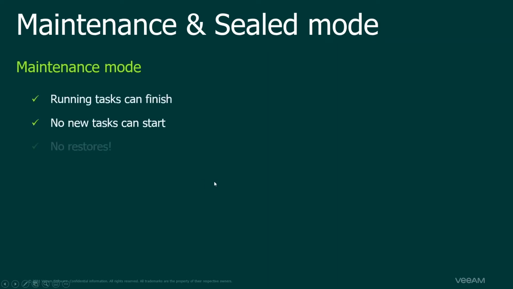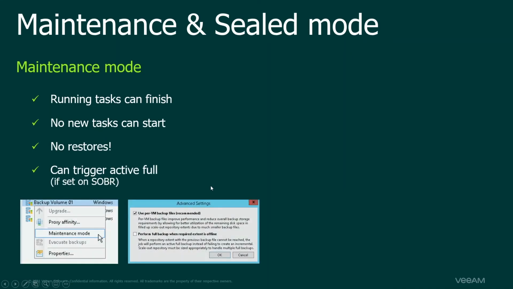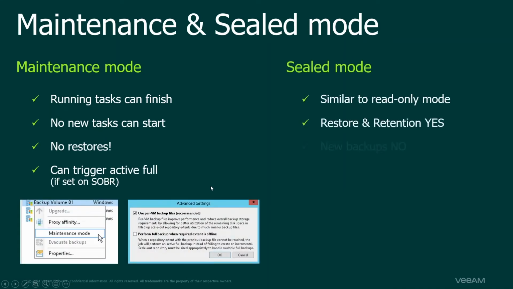One other thing to discuss is maintenance and sealed mode. Perhaps some of you who are already working with a scale-out backup repository know that we have a maintenance and sealed mode. There are some differences between the two, but what they have in common is that whatever option you choose, maintenance mode or sealed mode, we will trigger an active full backup.